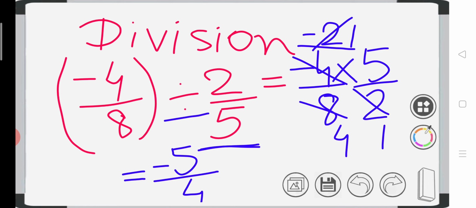subtract, multiply and divide any two rational numbers.